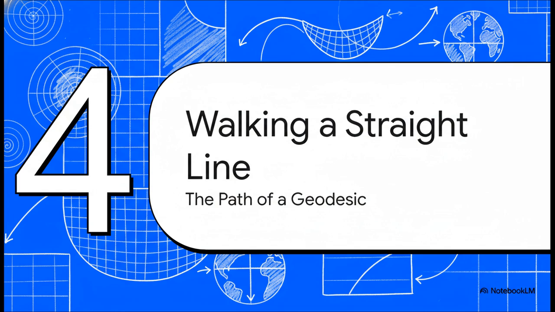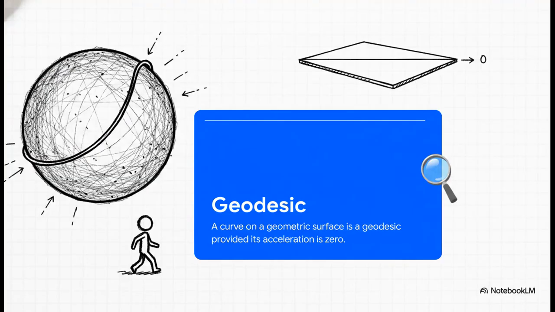All right, next big question for our explorer. If your world is curved, what does it even mean to walk in a straight line? The answer has a great name. It's called a geodesic. And the definition is actually super simple. A geodesic is a path where you have 0 acceleration. I mean, think about it. If you're driving a car and you want to go straight, you just hold the steering wheel steady.